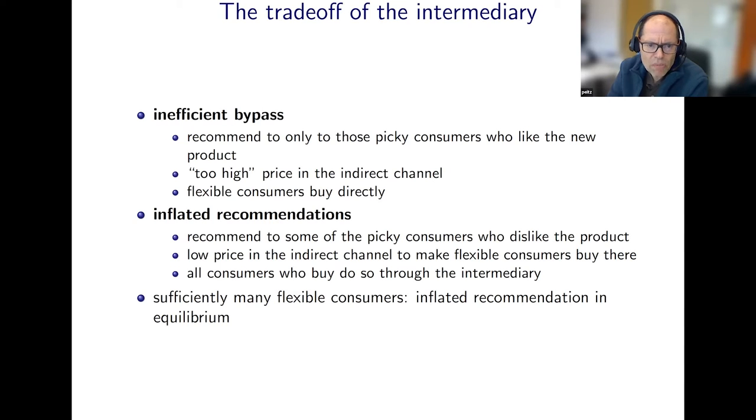The other possible outcome is one which we call inefficient bypass. Here the recommendation is not biased, and it will be only the picky consumers who actually like the new product who will buy the product from the intermediary. The price will be such that the flexible consumers will not buy through the intermediary. They will buy on the direct channel, and therefore the inefficiency from a total surplus perspective is that some consumers buy through the less efficient distribution channel.